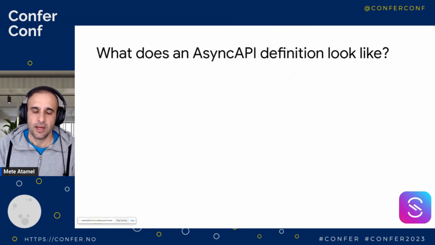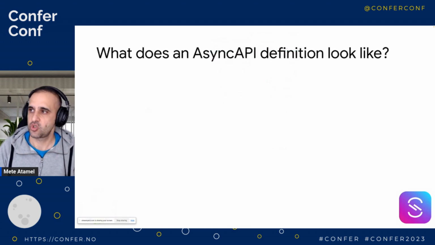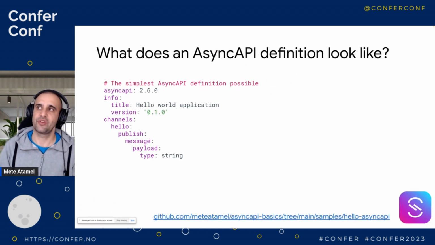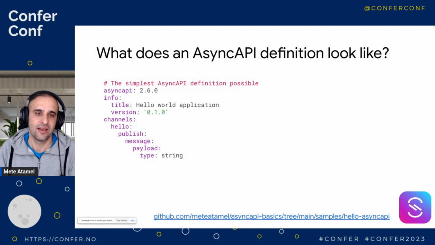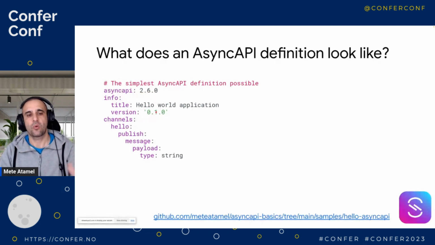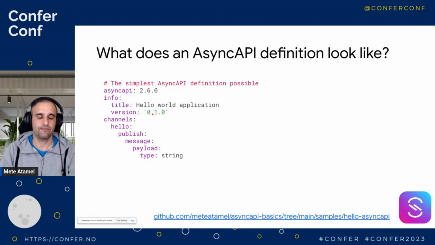Now, what does an Async API definition look like? This is the minimal async API definition that you can have that works with the validator of async API. Basically here we are saying that we are using the latest version of async API, 2.6. Then this is the application information. This is our hello world application, and we can give it a version.